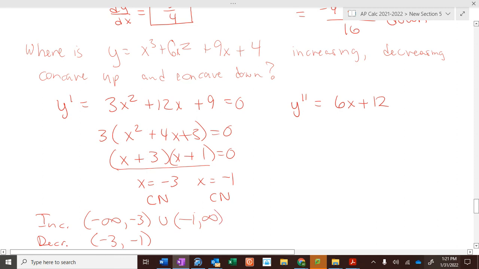We good with that? Concavity. Set the second derivative equal to 0. So 6x equals -12, x equals -2. So now what do we do?